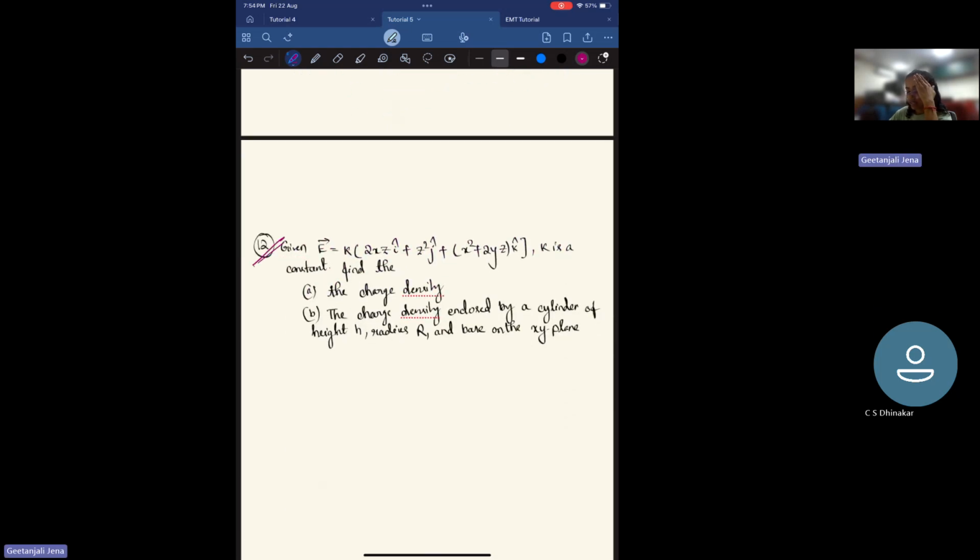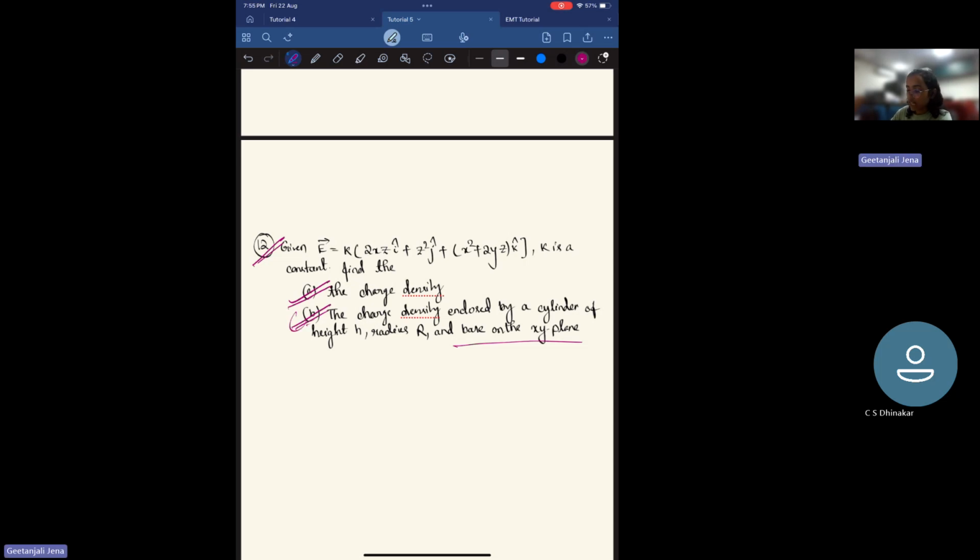the next problem is an easier one. Electric field is given, and you need to find out what is the charge density enclosed by a cylinder of height h and radius r, with its base on the xy plane. So the solution is easy. You just need to follow the differential form of Gauss's law. If you follow that, you can easily find out the charge density and the other cases.